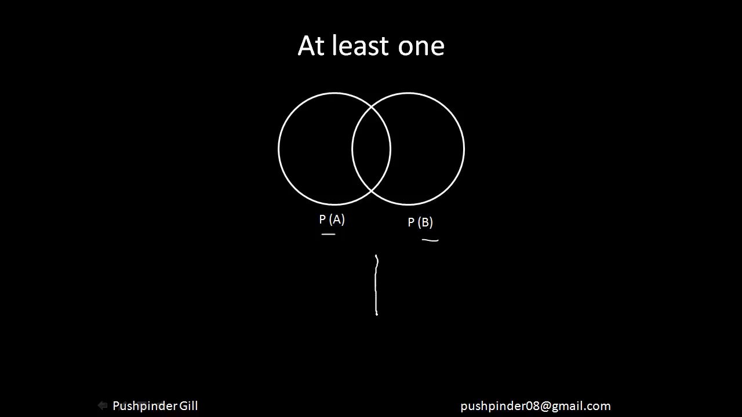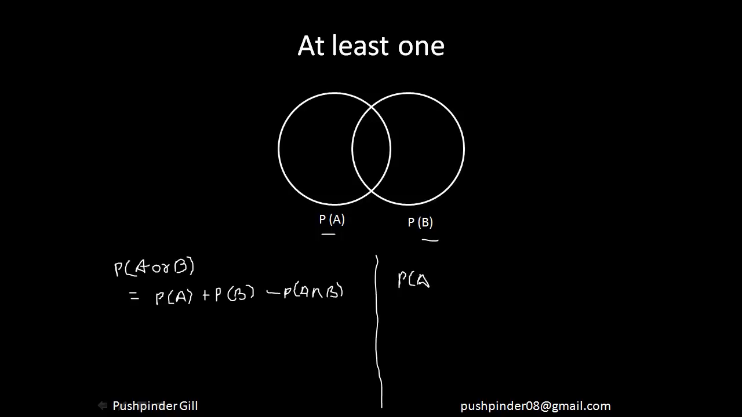Now I need to calculate the probability of either of the events happening. That means I need to calculate that either A can happen or B can happen, right? So as I explained earlier, you can easily calculate A or B: I add the probability of A, I add the probability of B, and I deduct the probability of both the events happening, right? I can do that. Fine. Or if you want to calculate at least one, right? So if you look at the sample space over here, guys, you need at least one of the events happening, right?